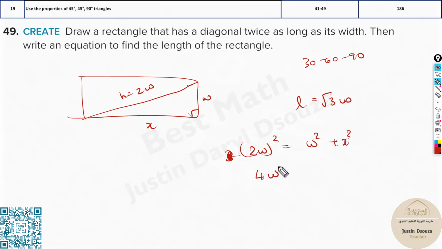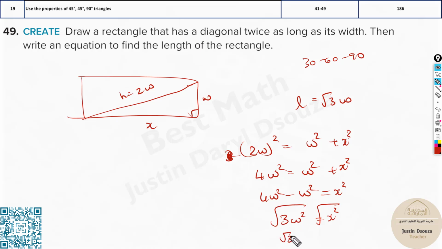2 squared is 4, so 4w squared is equal to w squared plus x squared. I'll take this w squared to the other side. It will be 4w squared minus w squared equals x squared. It is 3w squared equals x squared. Take the square root on both sides. This is going to be square root 3, and the square and square root cancel, leaving only w and x. So the dimension over here we can find as square root 3 w.